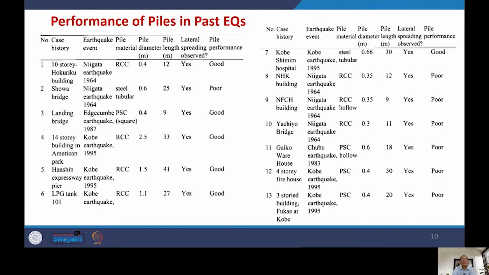The last column of this table lists how the performance of the piles was. So in some cases it was good. On the left hand side it is good, except number 2. But if you see the right hand side, it is the other way. Number 7 is good, but the performance for the other 6 cases is very poor.